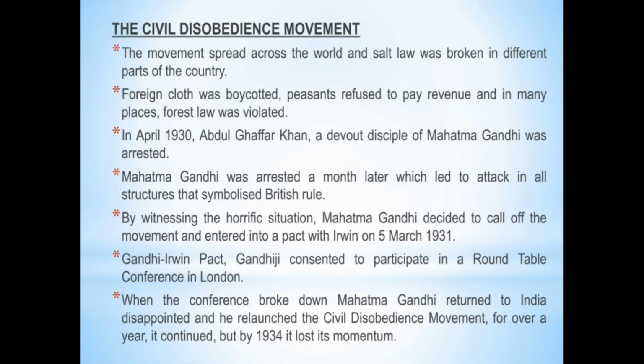on 5th March 1931. The Gandhi-Irwin Pact was signed, and Gandhi went to the Round Table Conference in London. When the conference broke down, Mahatma Gandhi returned to India disappointed and relaunched the civil disobedience movement. For over a year it continued, but by 1934 it lost its momentum.